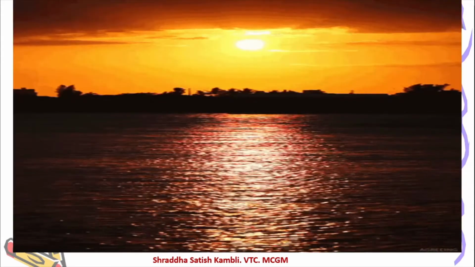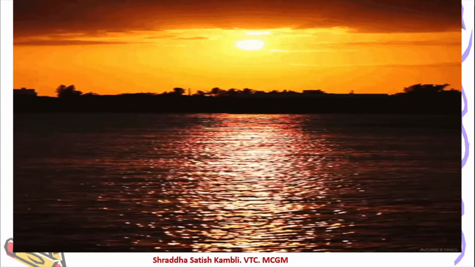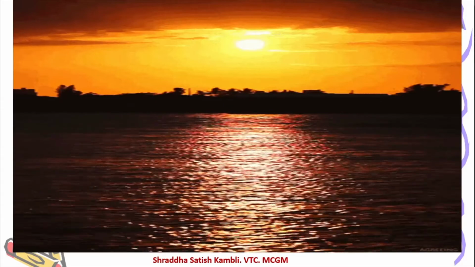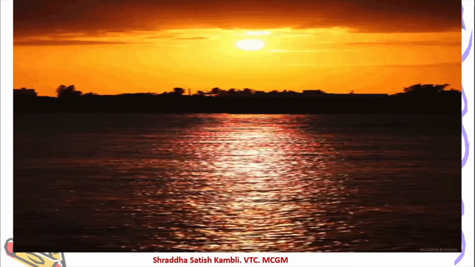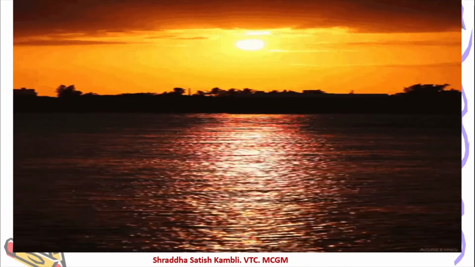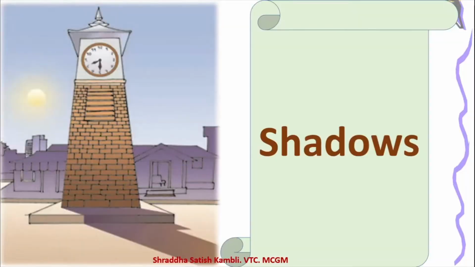And see, when the sun sets also, the color of the sky starts changing. So during the day, the sky is very bright. And during sunrise and during sunset, the color of the sky is golden. Okay? So now there is one more thing that we have to study.